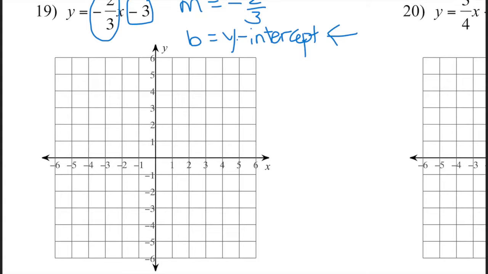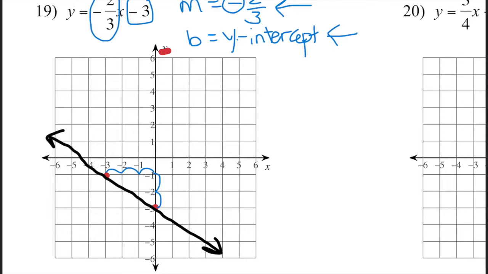So I know that my y-intercept is -3, so I'm looking at my y-axis. I go down to -3 and I put a point. Now I know that I'm going to be going up 2 and over 3, and since it's negative, I'm going to be going left. So from this point, up 2 over 3. There's my second point. And then once I have 2 points, I'm able to draw my line.